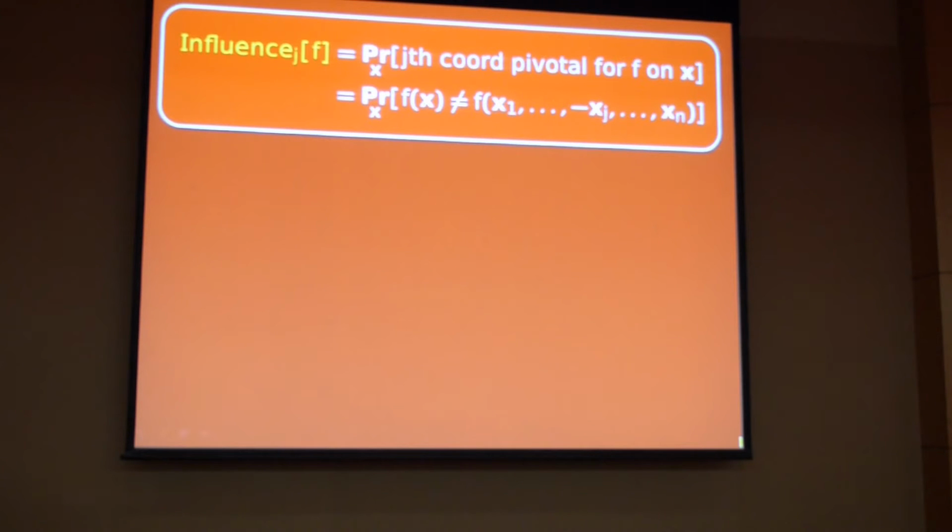The influence of the jth coordinate on f is just the probability, in the voting scenario, that the jth voter's vote is a swing vote. That is, if the jth voter changed their vote, it would change the value of the election. Or here's a mathematical way to write it.